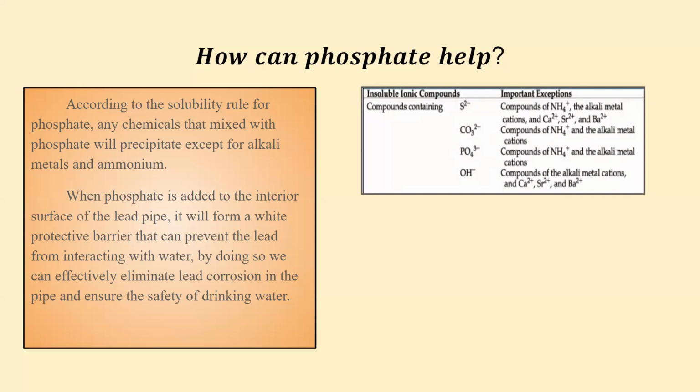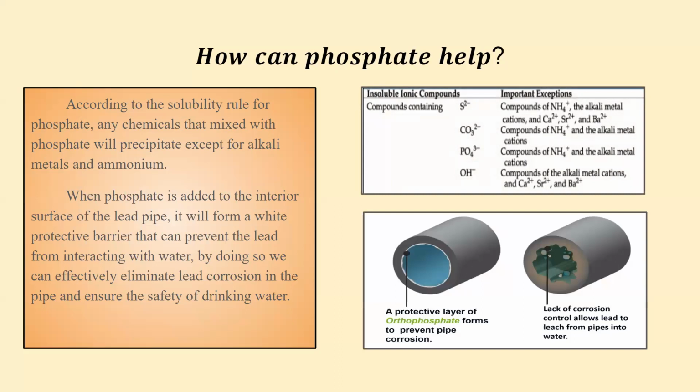When phosphate is added to the interior surface of the lead pipe, it will form a wide protective barrier that can prevent the lead from interacting with water. By doing so, we can effectively eliminate lead corrosion in the pipe and ensure the safety of drinking water.